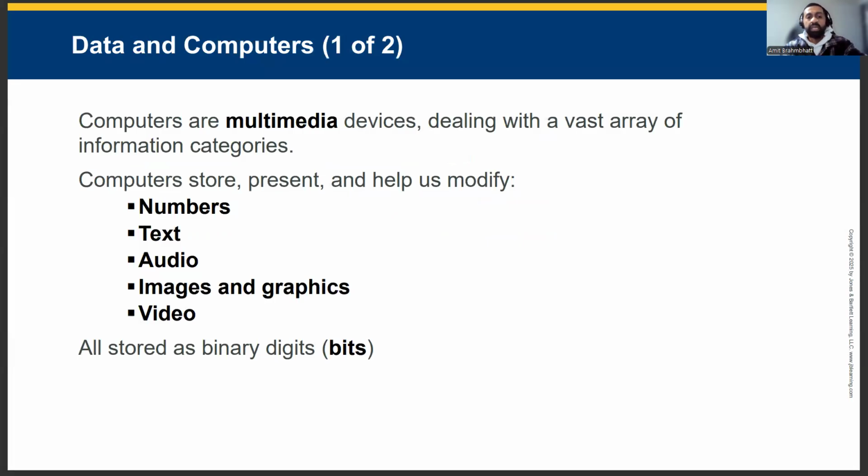Here, the slide explains that computers are multimedia devices capable of handling many types of information. Computers store, present, and manipulate numbers, text, audio, images, graphics, and video. Although these data types look very different to us, they are all stored internally as binary digits or bits. This uniform representation allows computers to process diverse kinds of information using the same underlying hardware.